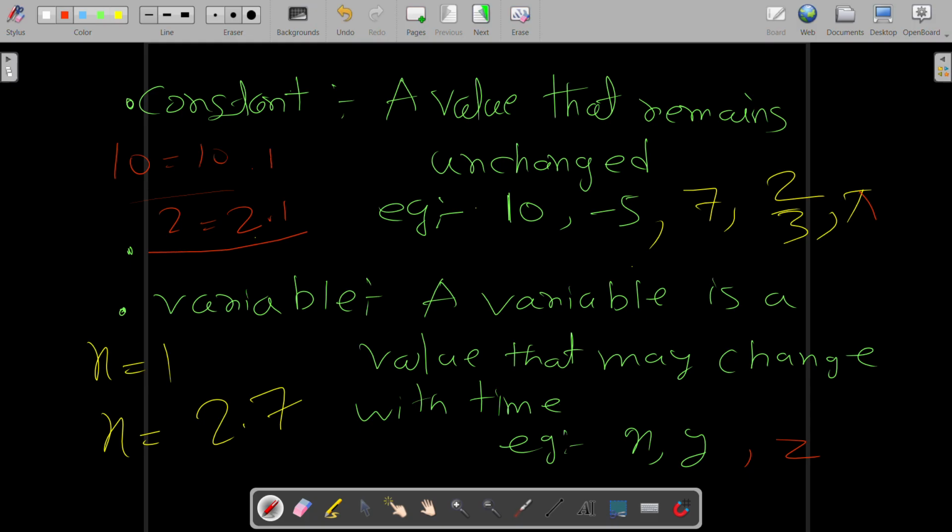Then what is a variable? A variable is something whose value may change with time. Let's say, for example, x, y. The value of x may be 1 in one problem and 2.7 in another problem.